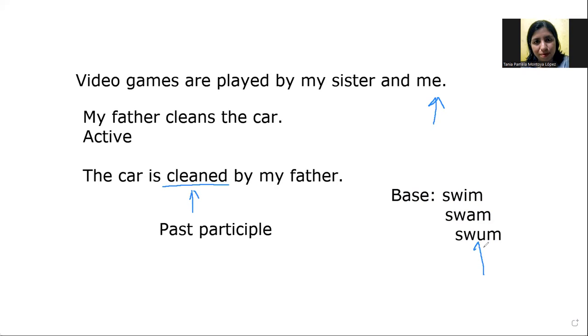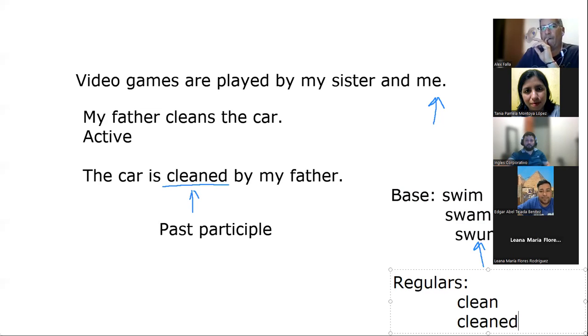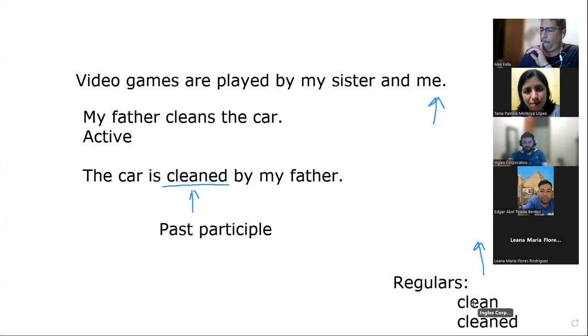And these are for irregular verbs, right? But for regular verbs, the simple past form is the same as the past participle form, right? So clean, and then you have cleaned. And then the past participle is also cleaned. Got it? Got it. So you use the past participle form. Okay. All right. Any other question, guys?